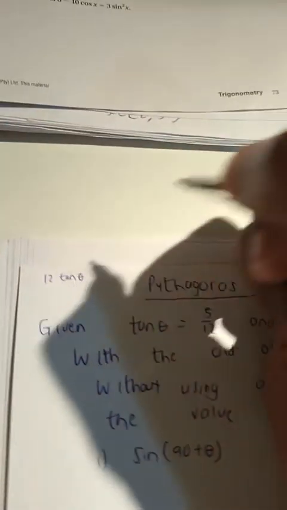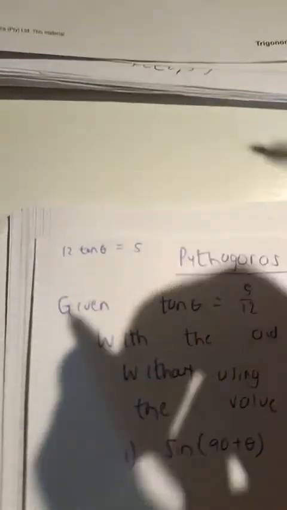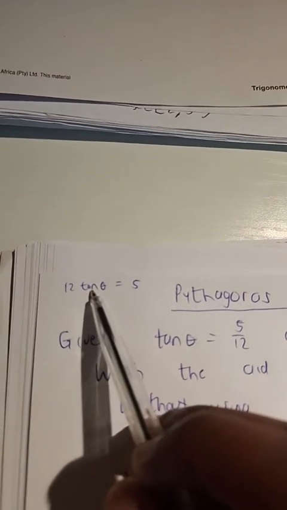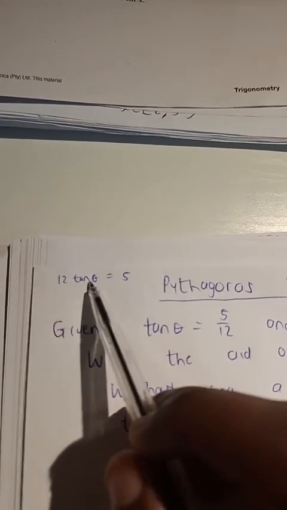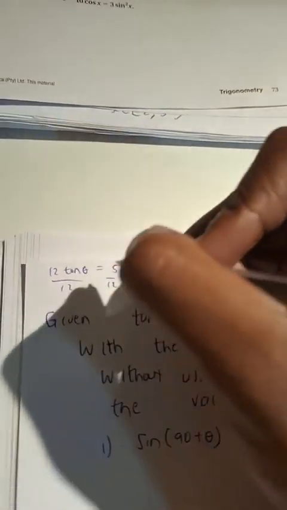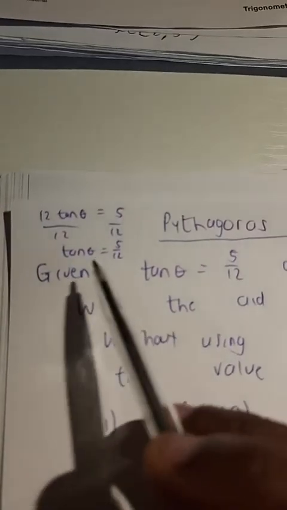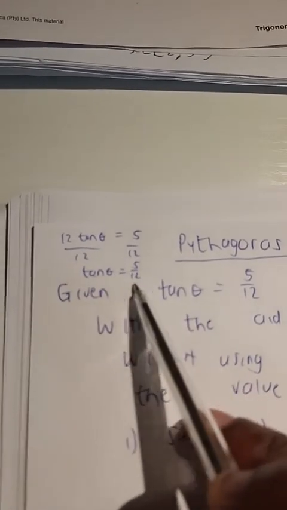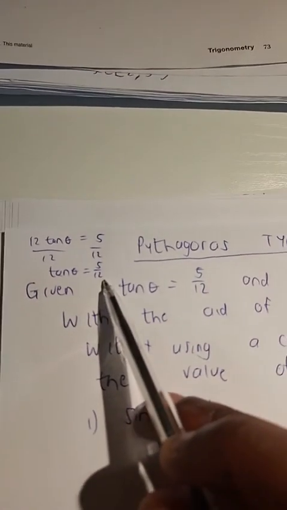Sometimes it happens that they give you 12 tan theta is equal to 5. So it becomes your mission to get the trig ratio isolated. So 12 is multiplied to tan theta. How do you isolate the tan theta? If there's a 12 multiplied to it, you divide both sides by 12. So then tan theta is equal to 5 over 12. Okay. Now, this is very important.